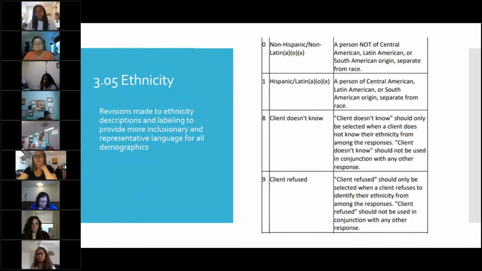Now we'll talk about ethnicity. Revisions made to ethnicity descriptions and labeling were made to provide more inclusionary and representative language for all demographics. The purpose of the ethnicity element is to indicate clients who do and do not identify themselves as Hispanic or Latino or Latinx. Again, please maintain that this data is self-identified and it is the self-identified ethnicity of each client served. Staff should not help the client select the ethnicity that they most identify with.